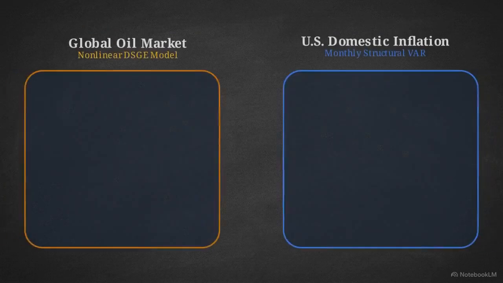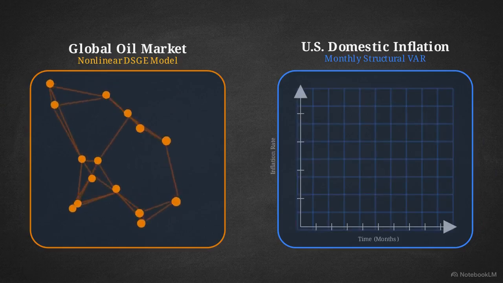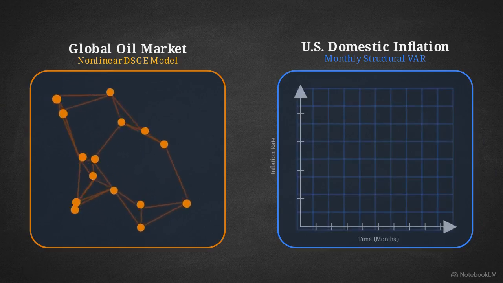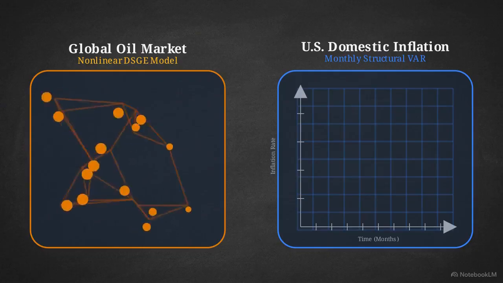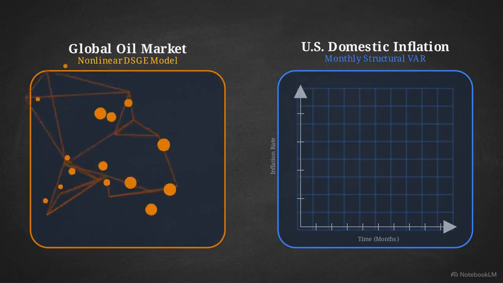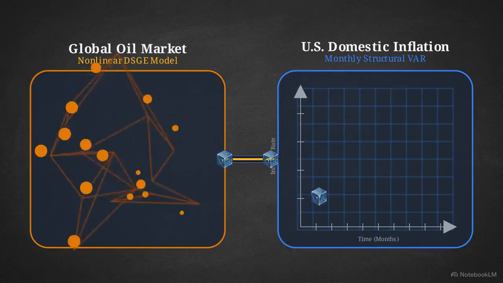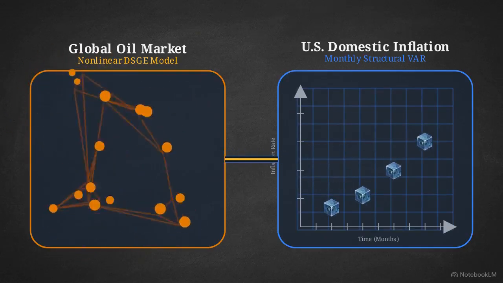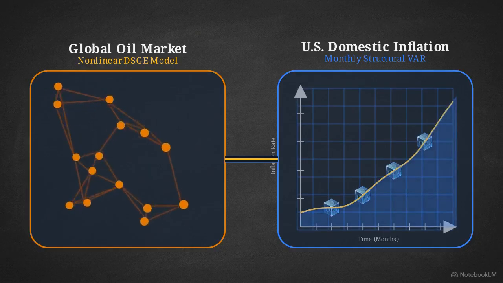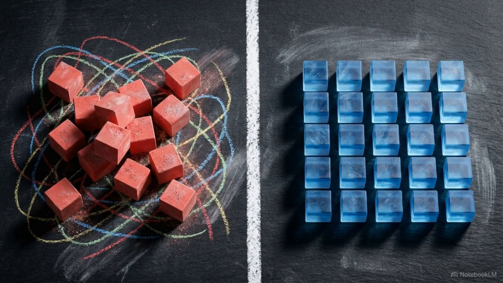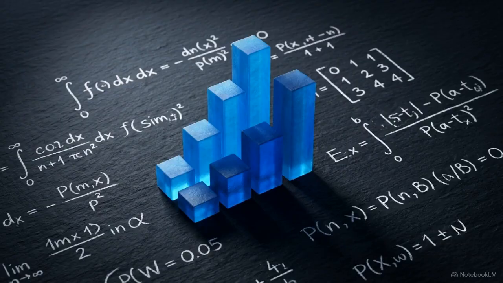The researchers created a decoupled two-step pipeline, explicitly separating the chaotic global oil market from the rigid tracking of U.S. domestic inflation. First, a nonlinear global model generates potential oil price trajectories. These are fed directly into a localized structural VAR model. By structurally isolating the global chaos from the domestic econometrics, this pipeline generates rigorous domestic inflation projections in real time, bypassing the computational heavy lifting required by more integrated models.